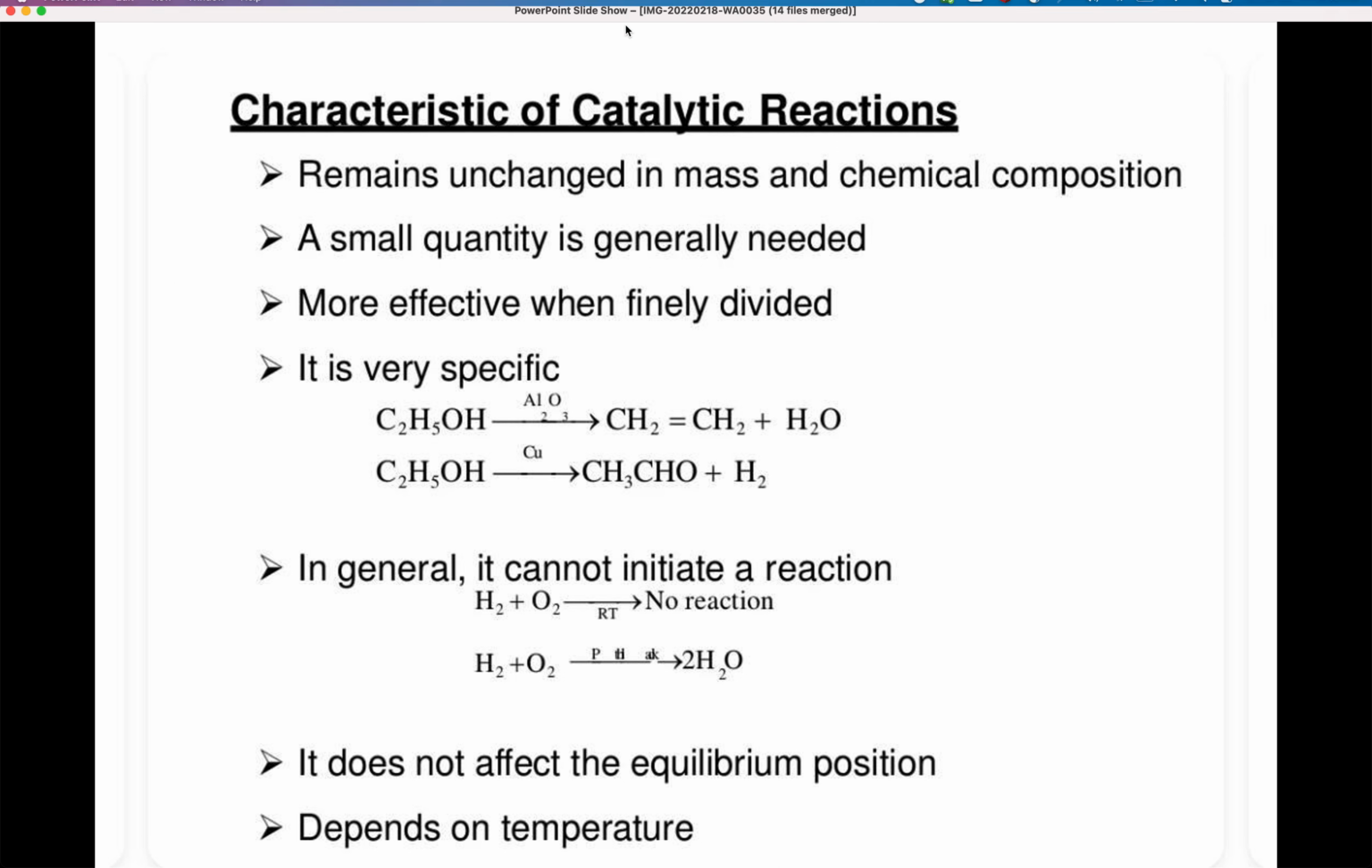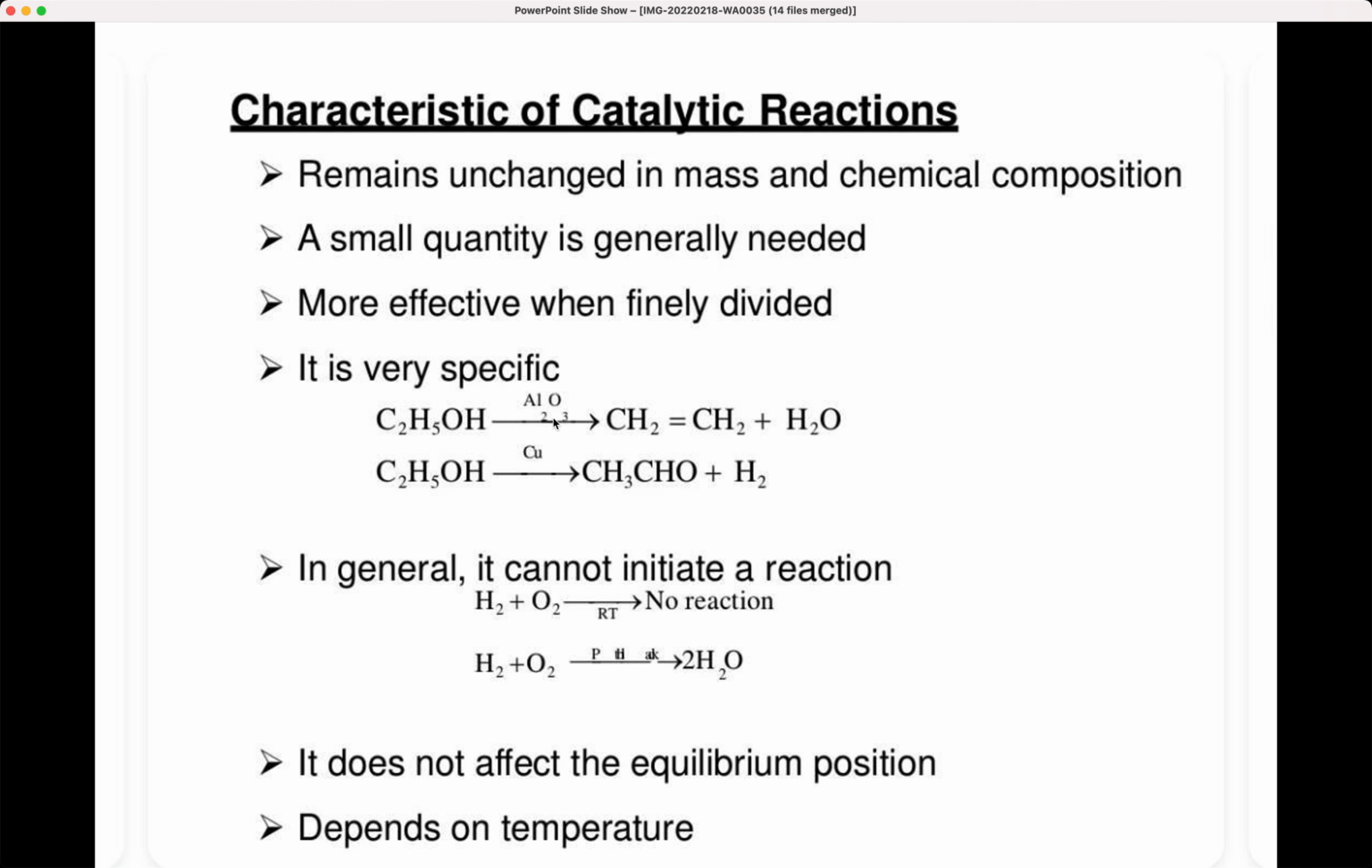We have to go through some more features, which are given here as characteristics of catalytic reactions. As I already said, they remain unchanged in mass and composition. Only a small quantity is needed. Then it is very effective only when it is finely divided. Then it's very specific.